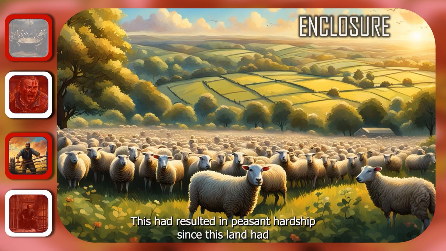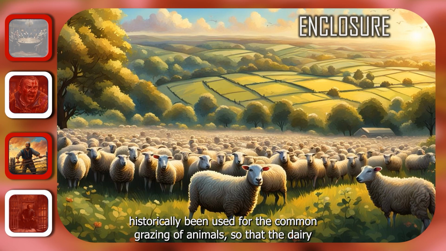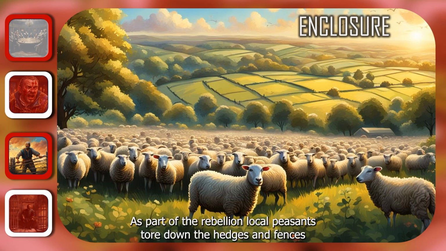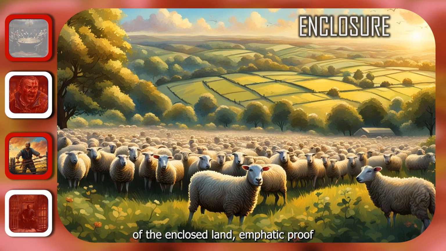This had resulted in peasant hardship, since this land had historically been used for the common grazing of animals, so that the dairy and meat produce could be used to supplement the diets of the peasants. As part of the rebellion, local peasants tore down the hedges and fences of the enclosed land, emphatic proof that this was at the center of their grievance.